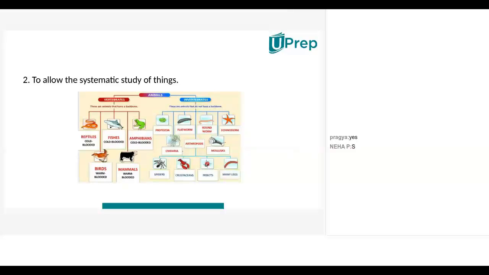Next, to allow the systematic study of things, and this is very, very important. If you go to higher classes, even when we study, animals are split into vertebrates and invertebrates, or living things and non-living things. Based on that, we will learn this classification. Especially from our textbook, we learn chapter-wise.